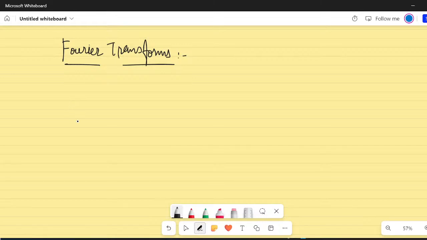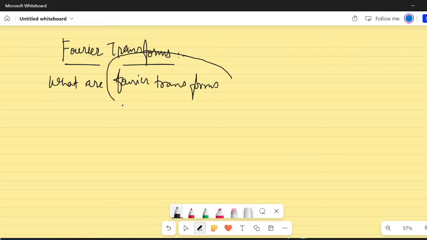So what are Fourier transforms? We have done it already, but I'm just trying to revise it. Fourier transforms generally come into the family of something called integral transforms. Okay, so Fourier transforms are, you can say, a subset of the bigger family called the integral transforms.